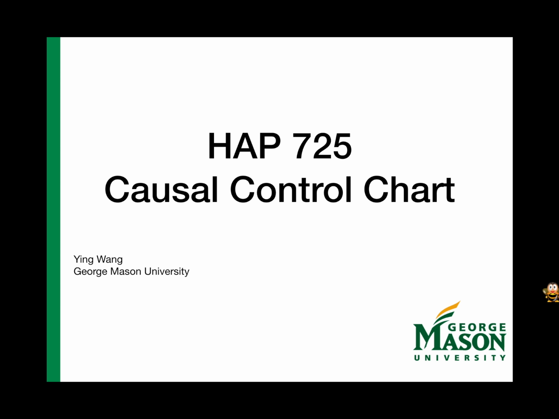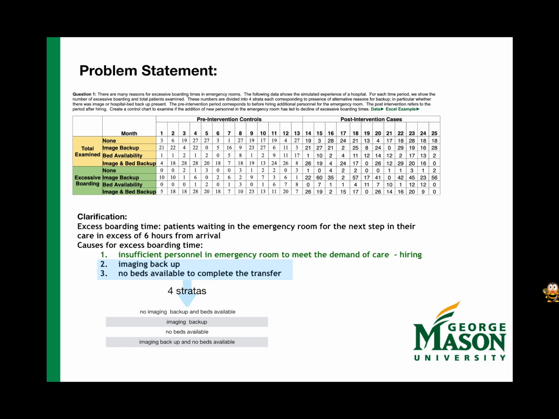This is the Teach One session for Control Charts in HAP 725 at George Mason University. In this session, we are creating a chart to examine if the addition of new personnel in the emergency room has led to a decline of excessive boarding times. Before diving into the solution, I would like to clarify several explanations.